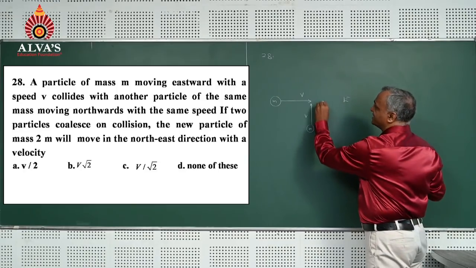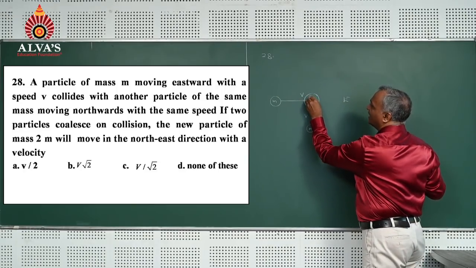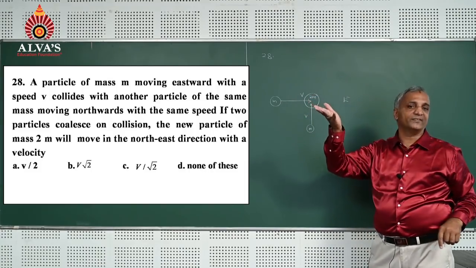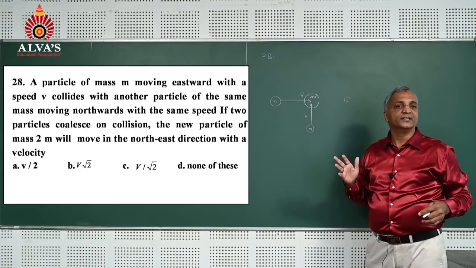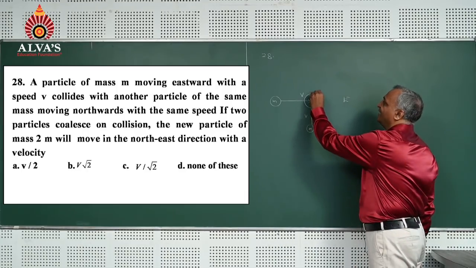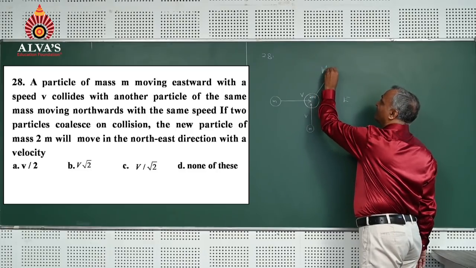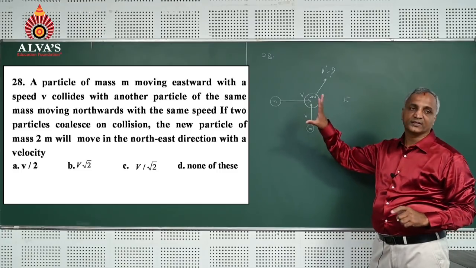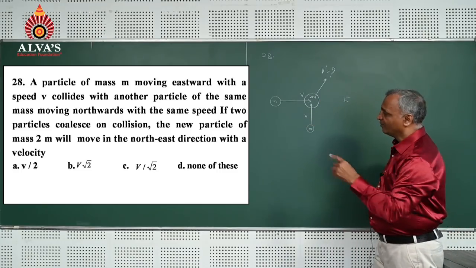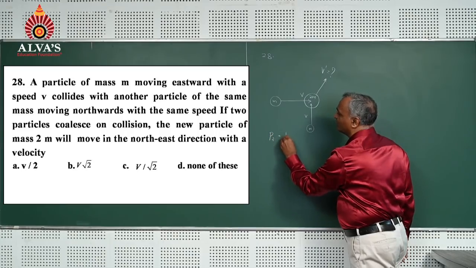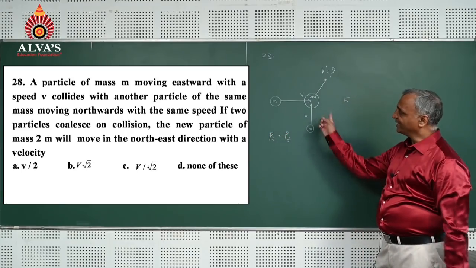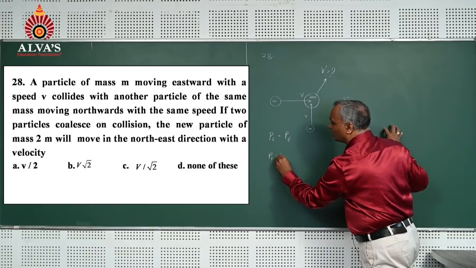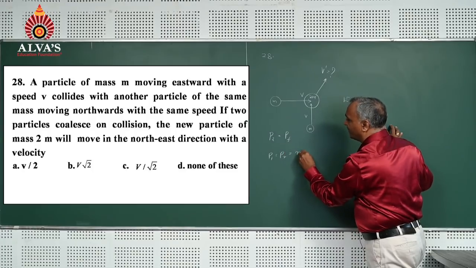They will coalesce, that means they will join together, and mass is 2m, and this will move with the common velocity. So it is an example of the perfectly inelastic collision, and it will move with the common velocity, and we want to find out what that velocity is. So again, I'll go for the conservation of momentum principle. Momentum initial is equal to momentum final. Momentum initial, I can say this is P1 equal to P2 equal to m into v.